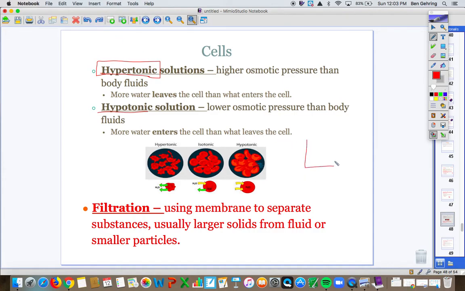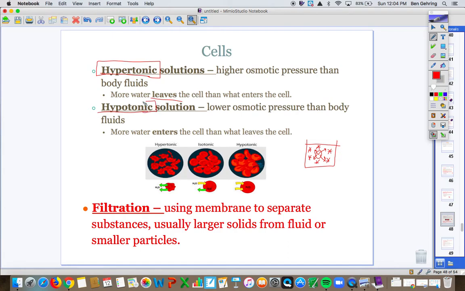And so what happens in a hypertonic solution, I have water inside my cell, and I have a bunch of solute particles outside my cell. So for example, salt water. If there's more salt outside of the cell than inside of the cell, the water is going to leave the cell and go to the bigger area. When this happens, your cell is going to shrivel up and die. So more water leaves the cell than enters the cell, so your cell shrivels up and dies.